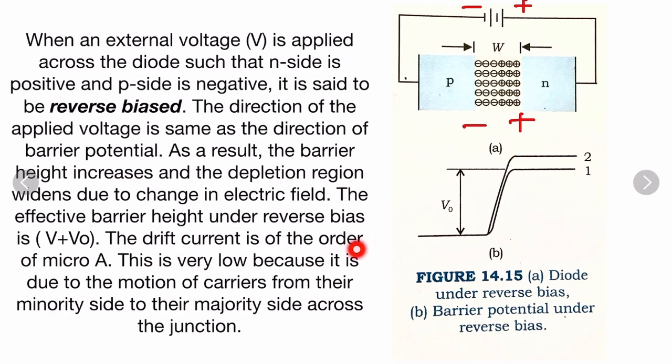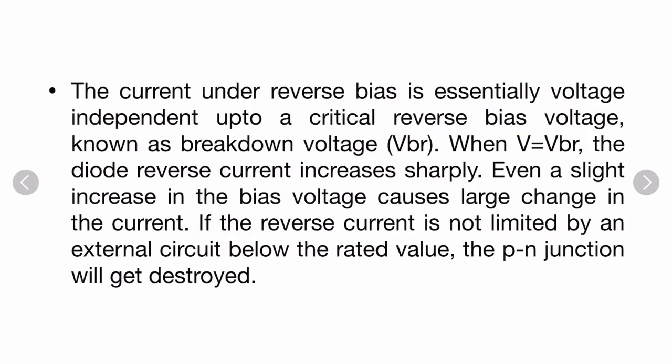The drift current is of the order of microamps in reverse bias. This is very low because it is due to the motion of carriers from their minority side to their majority side across the junction. Now, the current under reverse bias is essentially voltage independent up to a critical reverse bias voltage known as breakdown voltage. As you increase the reverse voltage, at one particular value, current suddenly increases. That value is called the breakdown voltage.